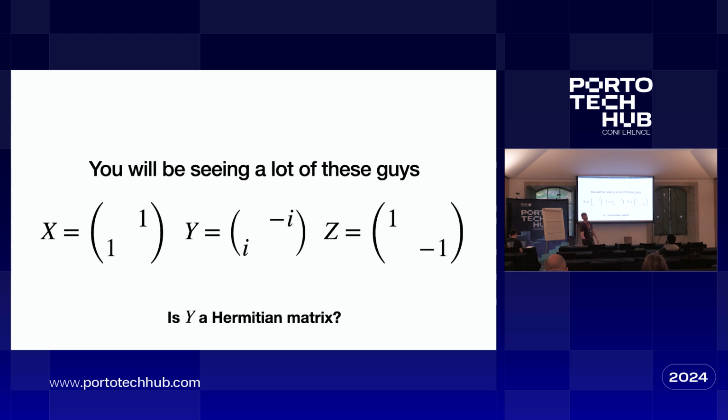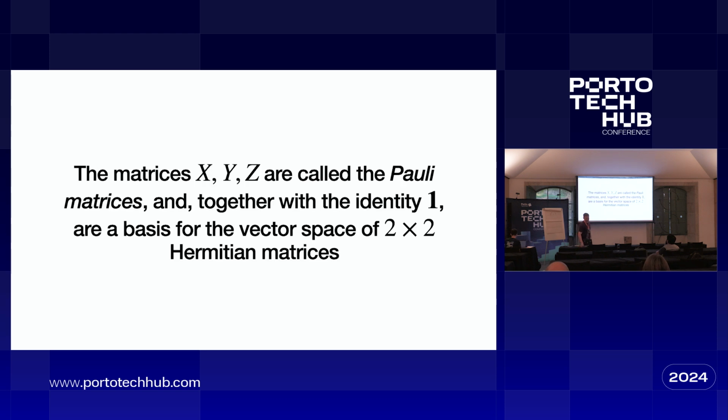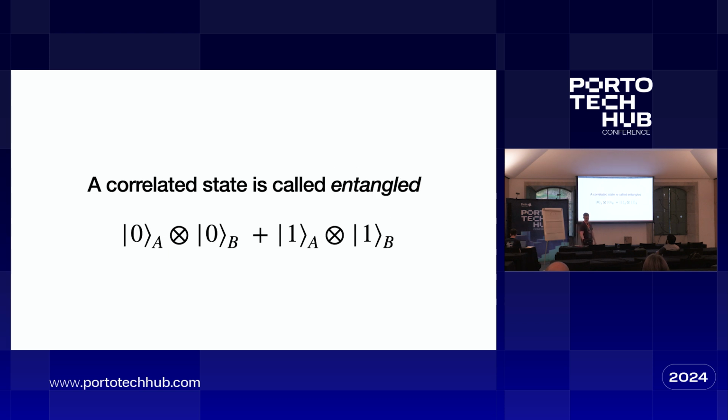They're also unitary. They have so many beautiful properties. They're also a basis. Those three matrices, together with the identity matrix, form a basis for the vector space of 2 by 2 Hermitian matrices.